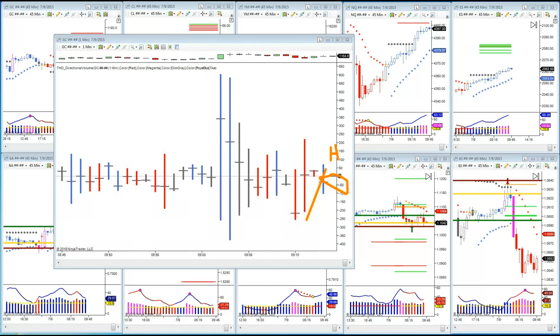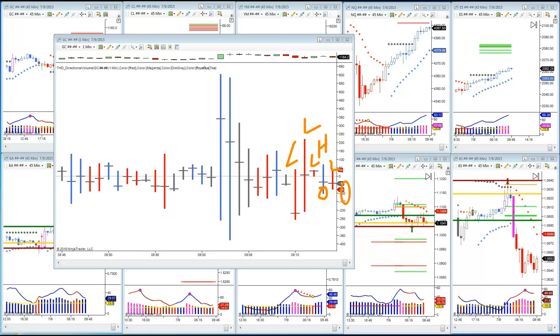Okay? So now we just made a high. We tested for buyers, and sellers actually stepped in. So I'm going to mark this as a high. And this is a low, this is a low, this is a low. Now we just made a low, which means we took out the low of this bar. And I know that because it's red. I also know that sellers are stepping into this bar right now. Why? Because that little hash mark is showing you that the sellers are controlling that bar.